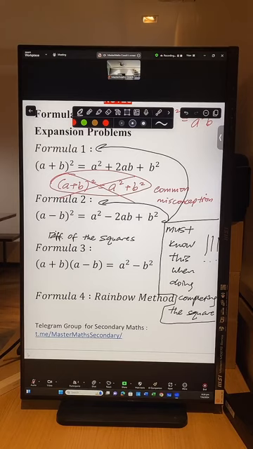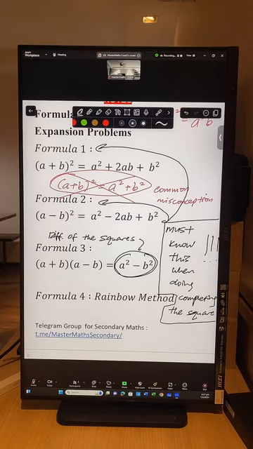So you see, you have a square minus b square. A square minus b square equals to a plus b, a minus b. This one is very, very important when you do factorization of two terms. Not so much expansion, more when you do factorization. You find it's very useful to know this. A square minus b square equals to a plus b, a minus b.